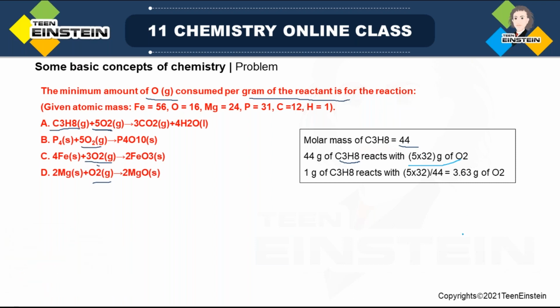So this is the mass of oxygen. You have to multiply 5 with the molar mass of oxygen, which is 32. So 44 gram is reacting with 5 into 32. That means 1 gram will react with 3.63 gram of oxygen. So for the first equation, you have obtained the mass of oxygen consumed per gram of the reactant, that is per gram of C3H8. The same type of calculation you just have to do for the other 3 reactions also.